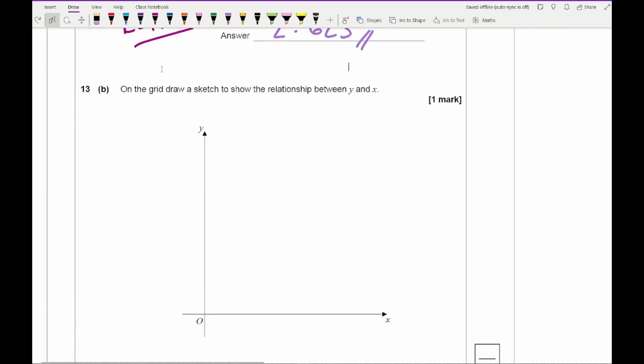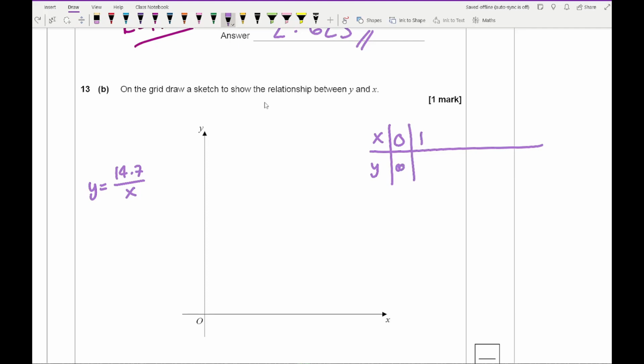Moving on to question 13b, it says on the grid sketch a sketch to show the relationship between y and x. So for this, all I need to do is plot this formula here. Now again, x is only positive, so we're only focusing on values where it's greater than 0. So if I do a table of values, just to get a general ballpark of what it's going to be, so at 0, it's not going to be touching, so that's going to be infinite.